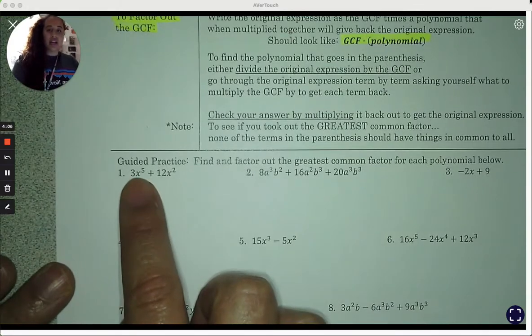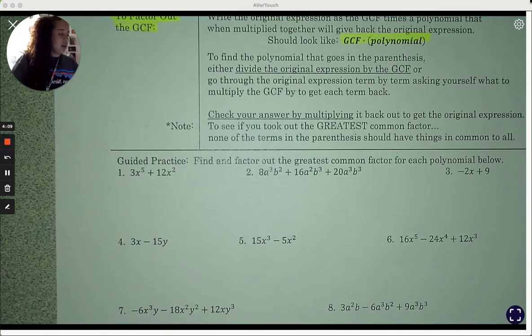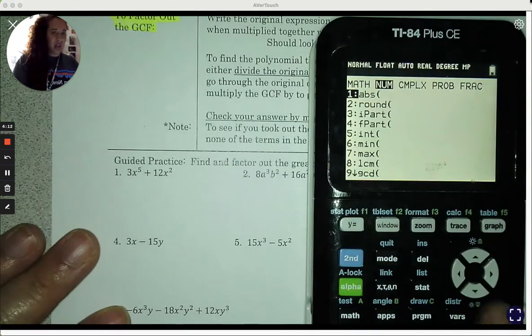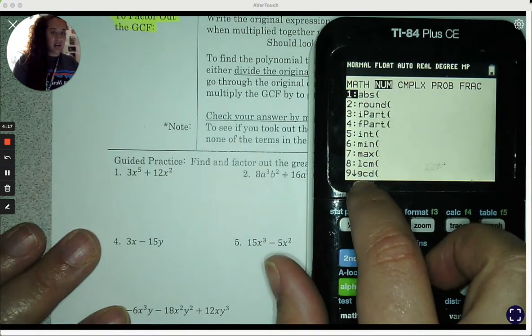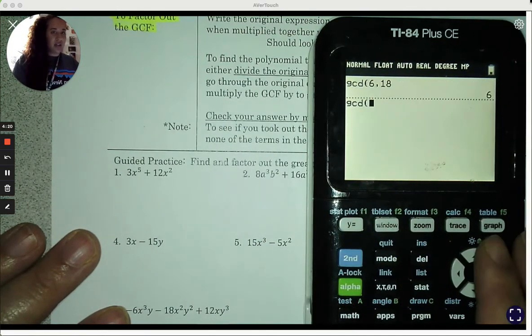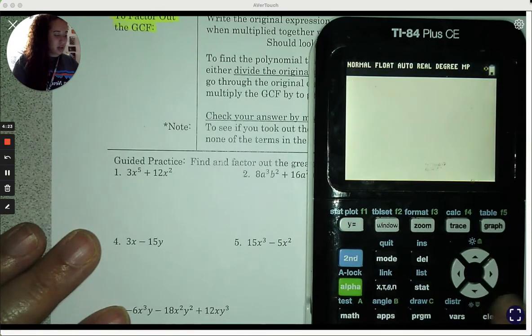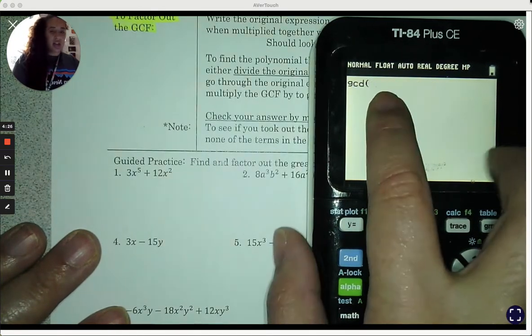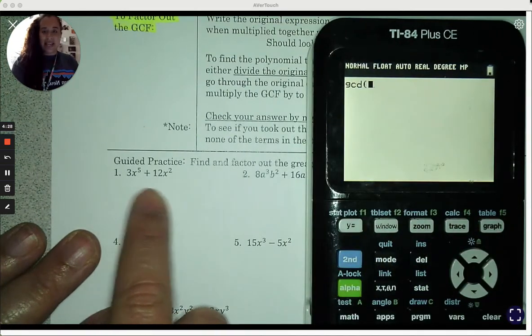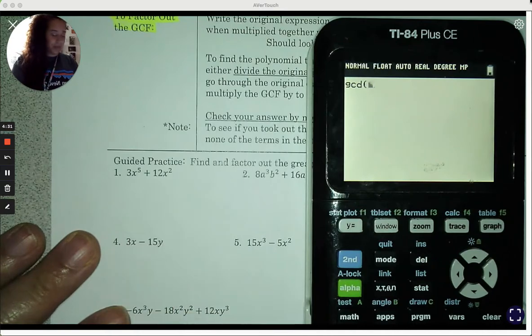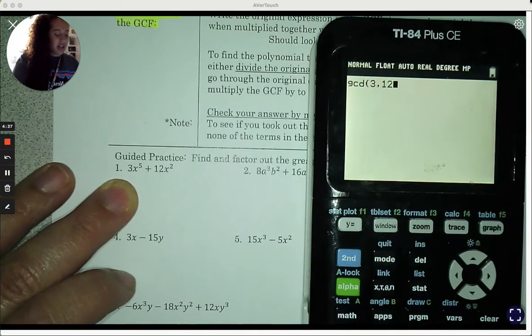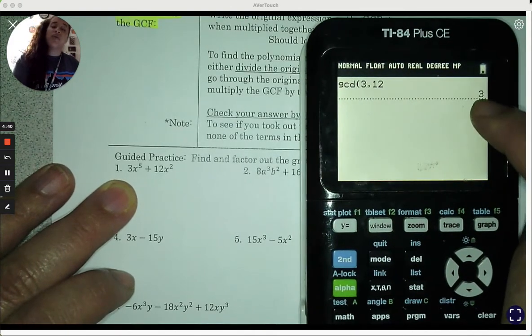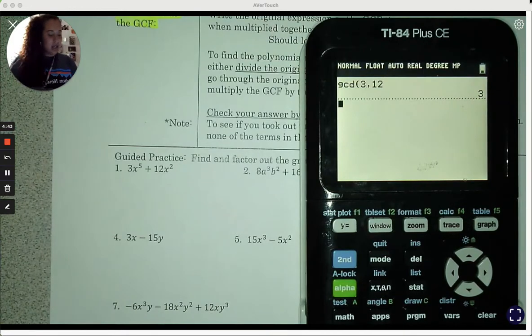Okay, so we have 3x to the 5th plus 12x squared. So in my calculator, I went to math, number, NUM, sorry, and I'm going to go down to option 9, GCD. So when I hit enter, math, number 9, it gives me this. So I'm going to put the coefficients in separated by a comma. Okay, so I have 3, 12. And if I hit enter, it's going to tell me that the greatest common factor of both of them is 3. Okay, so I know I'm going to divide both of them by 3.